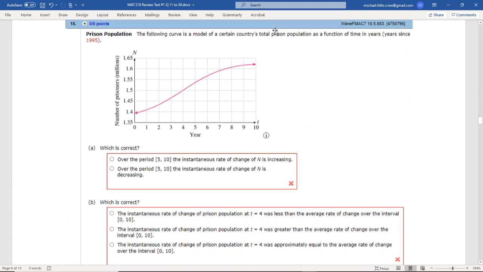Yeah, that's it. This one on prison populations, I won't drone on about it, but you know what I mean, you know what I feel about these kinds of questions.